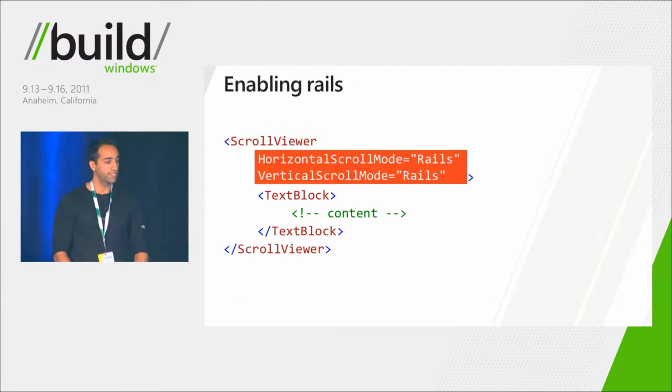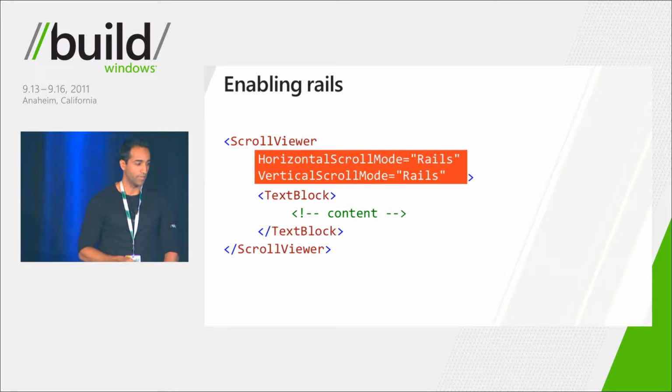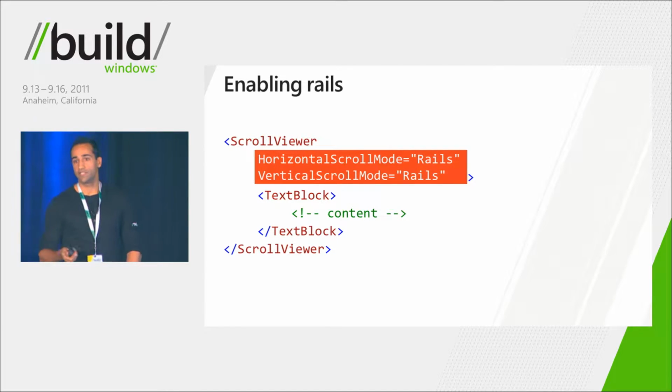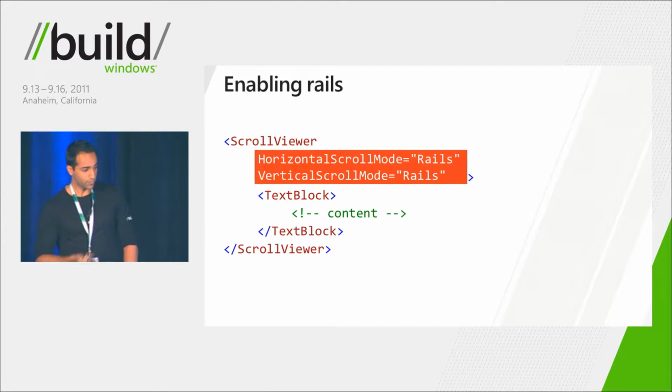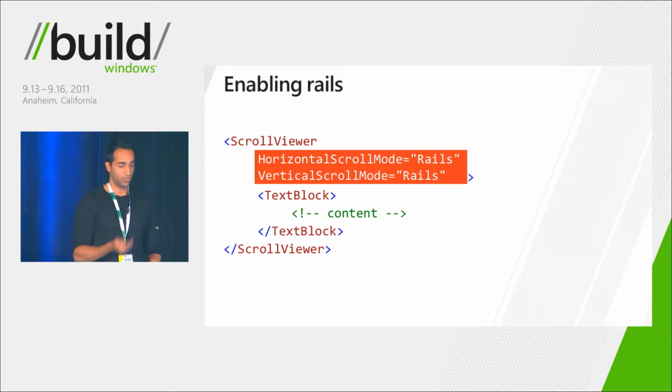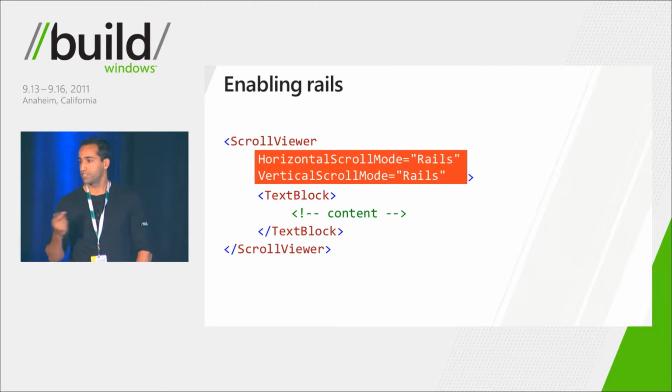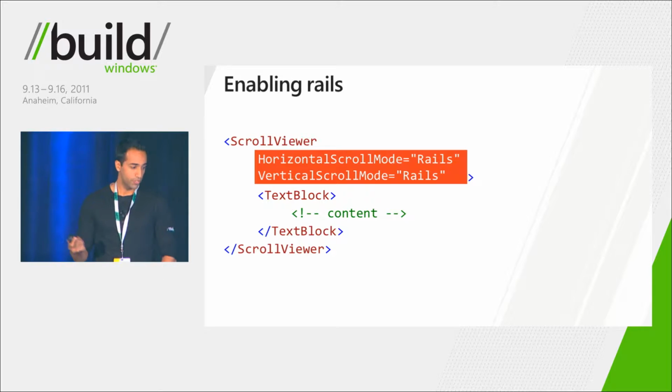OK, in this next code snippet, we have Rails. So Rails are actually the default experience. And this slide is gratuitous, because you don't actually have to set these properties at all. But I'm just doing it for benefit here. So you have horizontal scroll mode and vertical scroll mode. If you're familiar with Silverlight, you've seen this before. We've added one new value, which is Rails.